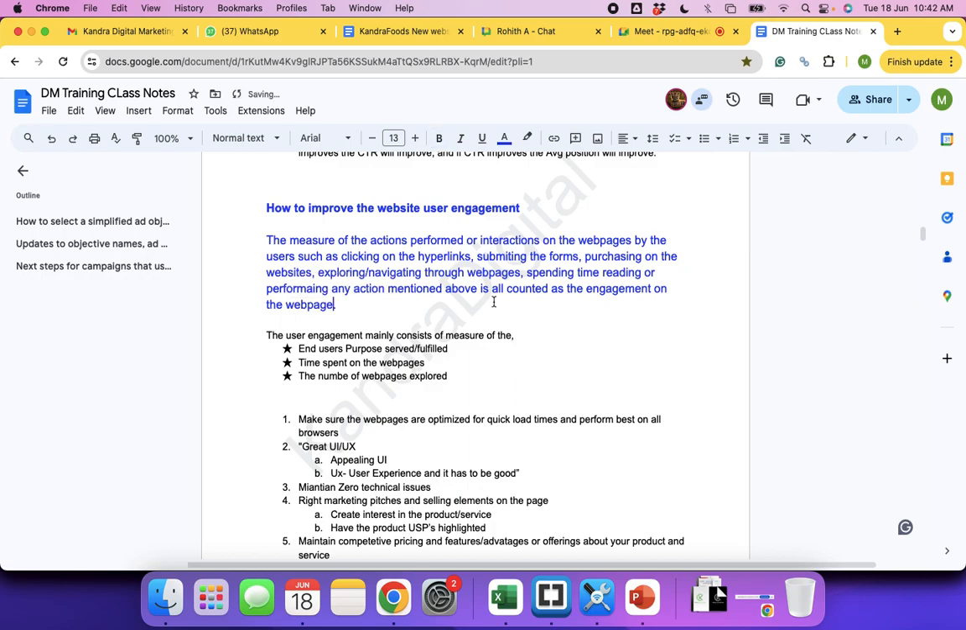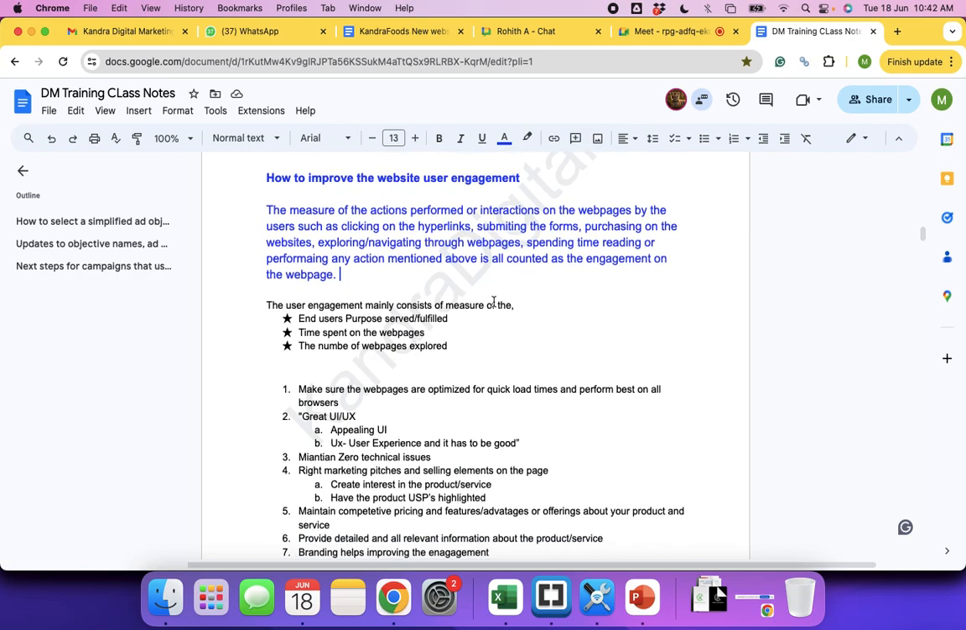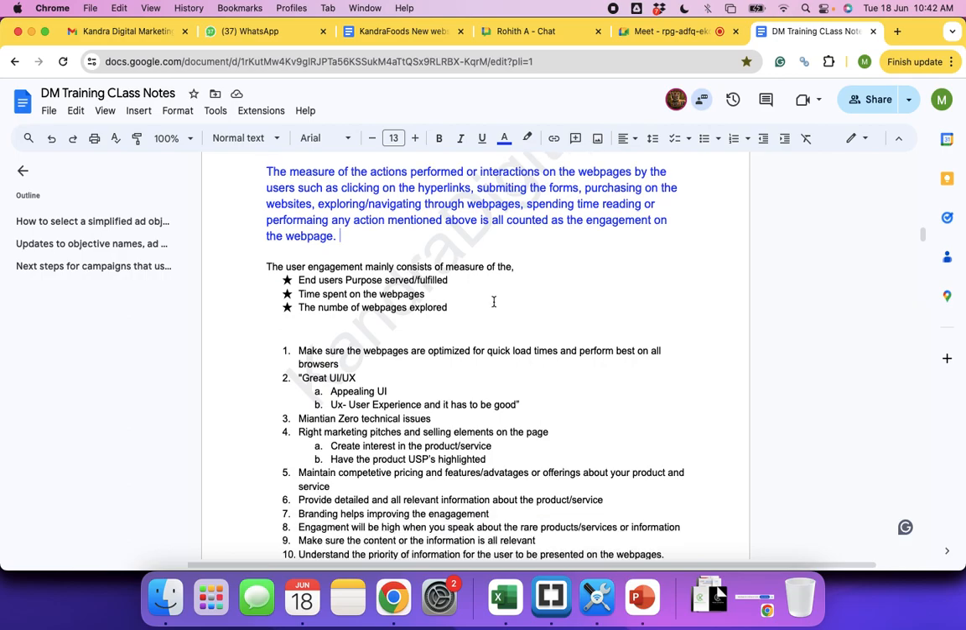So when will a user read the information? When you have valid, interesting information, correct? When is he or she going to spend time? When it is all what they are looking for. Are you all following me, everybody? Yes, sir. The user engagement mainly consists of a measure of whether the end user's purpose is served or not.